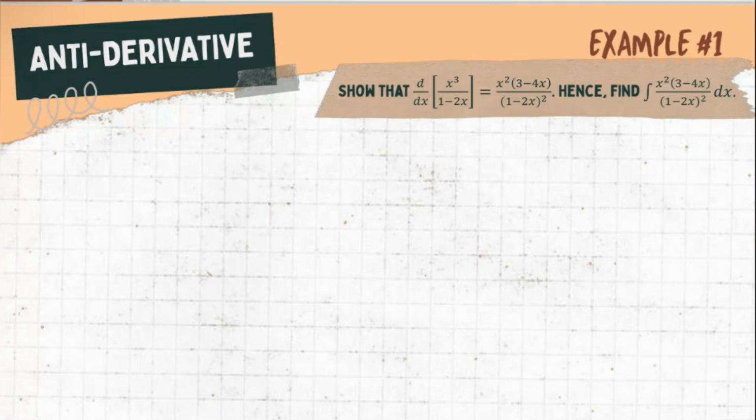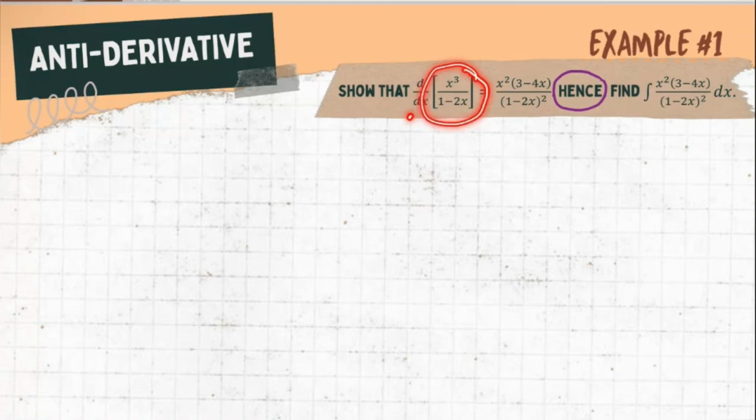So this question shows that the differential of x cubed over 1 minus 2x will give you these answers. And then it says, hence, the question states here, hence, find the integral of x squared multiplied by 3 minus 4x over 1 minus 2x squared dx. And actually this answer will be related to what we differentiated earlier. Okay, so let's answer the first part of the question.